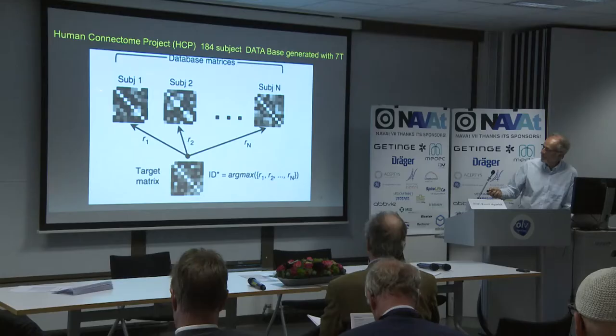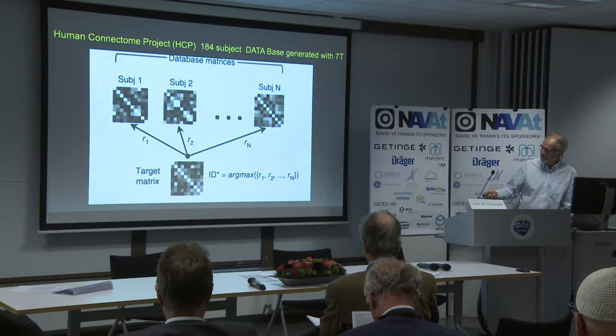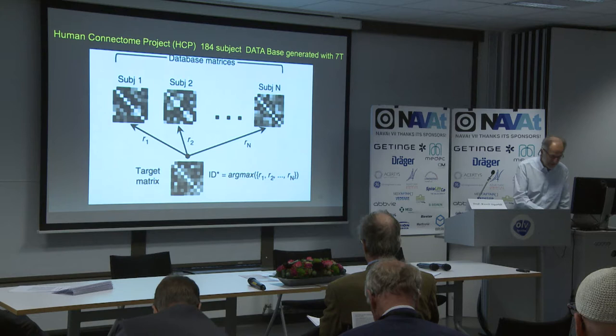I'll give you an example from our work on this particular fingerprinting. This is data from 7 Tesla, but essentially I showed you these matrices, so each individual brain is represented by a matrix, and you can take a particular individual, and say, all right, here's subject one, and I have a pool of individuals. Can I identify who this individual is based on the similarity of this matrix to these matrices represented by my N subjects? And we can do that really very, very well.